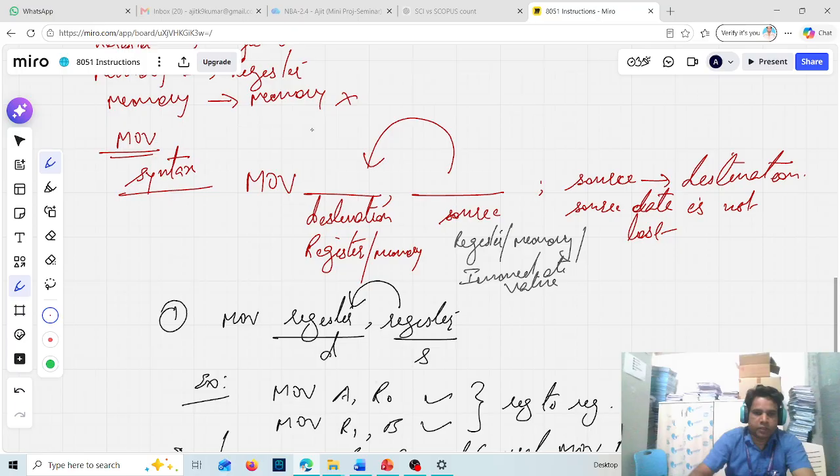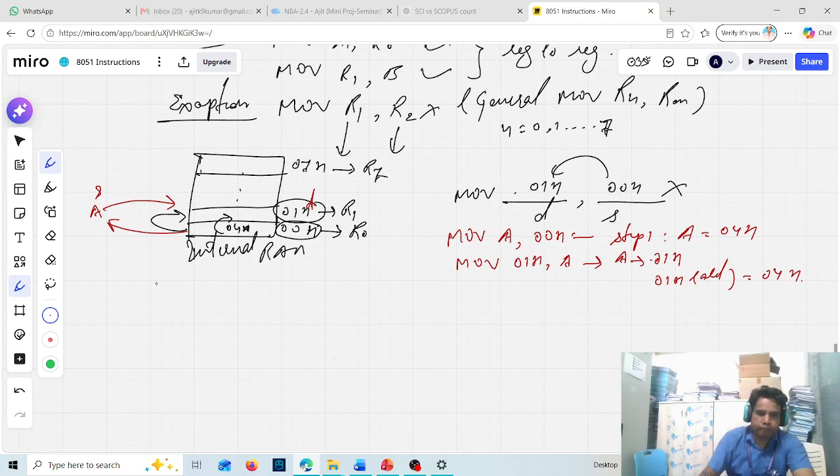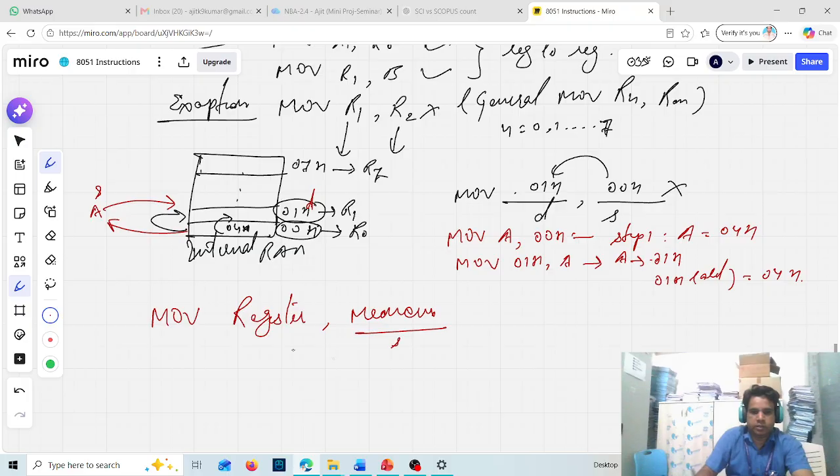Remember what I said: your destination can be a register or memory, and the source can be a register, memory, or immediate value. Register to register I have seen. This was a register and this was a register. Likewise you can have different combinations. You can have the destination as a register and the source as a memory location. In the MOV instruction, you can take any register as destination and any memory location as source.